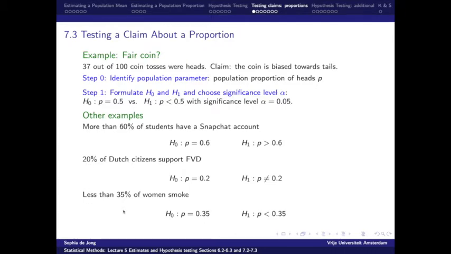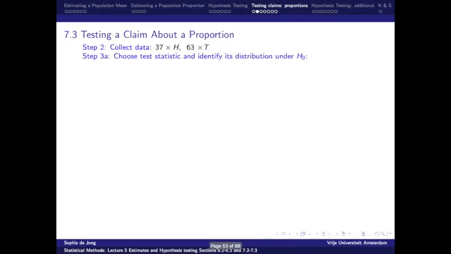Less than 35% of women smoke. So then again in the null hypothesis, P is equal to 0.35 and the alternative hypothesis is that P is less than 0.35. So we did step 0, step 1, let's go to step 2. That is about collecting data. Well, you don't have to do that yourself in this course. It's also given in the exercise. 37 times heads and 63 times tails.